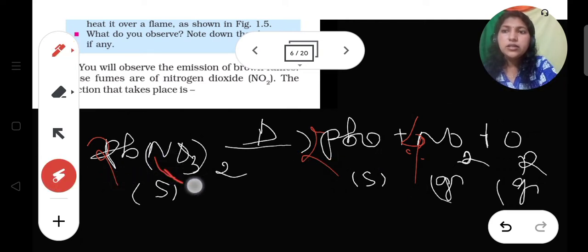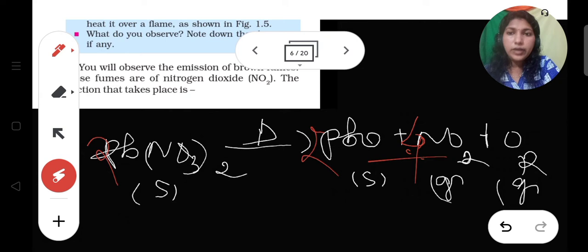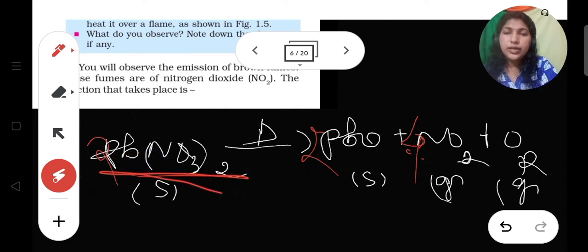Okay, nitrogen is 2 into 2, that is 4 nitrogen. And what about oxygen? Oxygen is 6 into 2, that is 12. So here left side is 12 oxygen. So here also lead is 2, nitrogen is 4. Okay, what about oxygen? Oxygen is 4 2s are 8, 8 plus 2 is 10, 10 plus 2 is 12. So both are balanced. Oxygen is balanced. Once again I will explain. 2 lead, here also 2 lead. What about nitrogen? 2 into 2, that is 4 nitrogen. Here also 4 nitrogen. What about oxygen? Oxygen is 6 into 2, that is 12 oxygen.